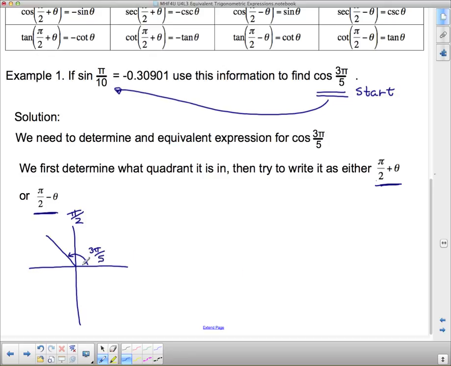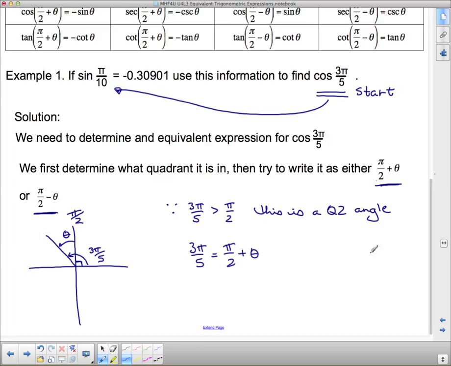Which means that we can write it as pi by 2 plus theta. This little thing in here, we're going to call that theta, and we're going to write this as pi by 2 plus theta. Here's how we're going to write this down. Since 3 pi by 5 is greater than pi by 2, this is a second quad angle, a Q2 angle. So we're going to say 3 pi by 5 equals pi by 2 plus something. Here's our pi by 2, and we're adding this theta in here to get the whole rotation, which is 3 pi by 5.